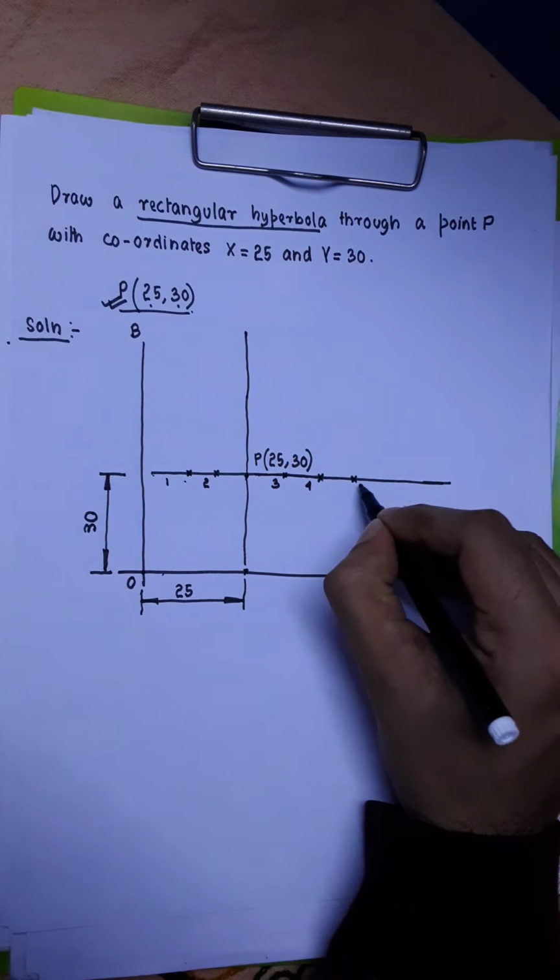Now, after taking these points, you join all these points with this origin O. So, let me do that. Join all these points with this origin O.